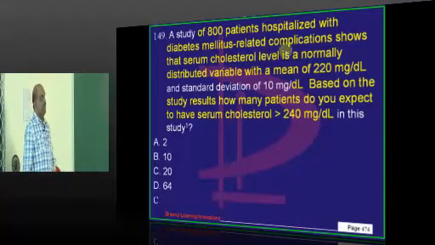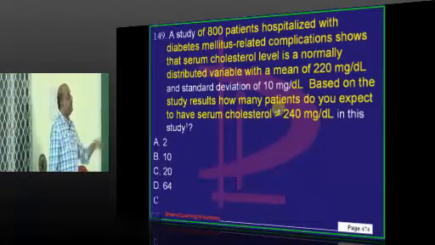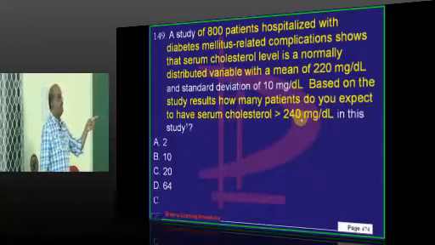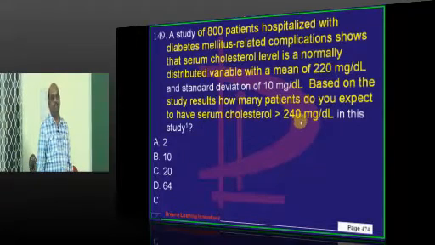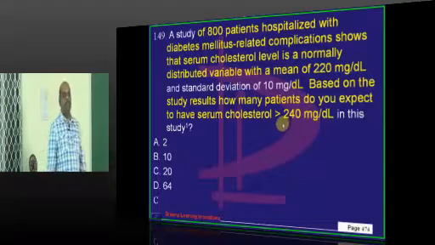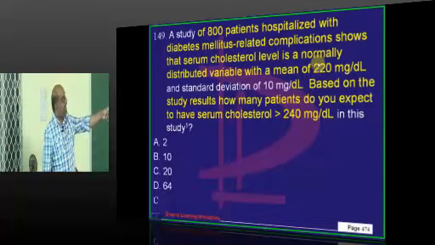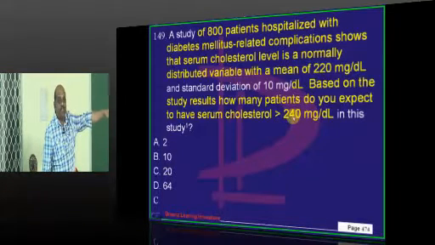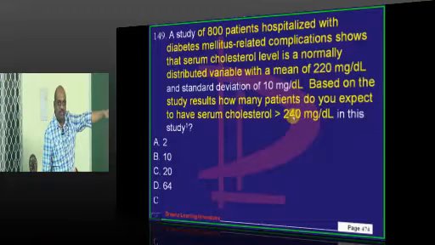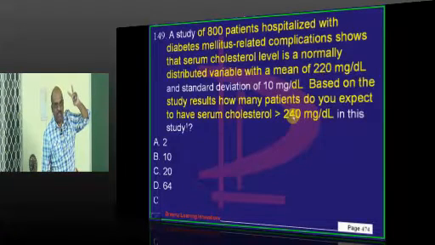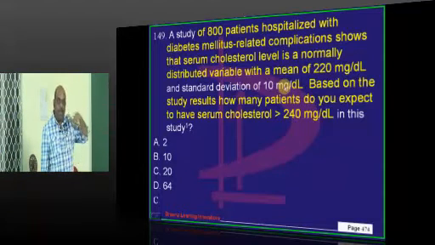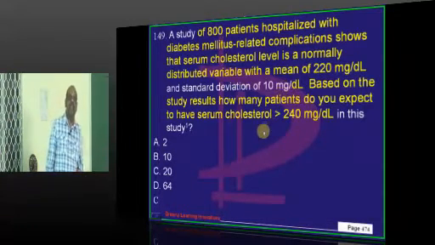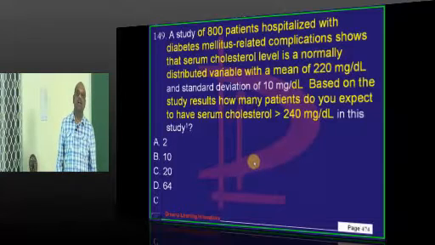You have a standard deviation of 10. Based on these results, how many do you expect to have cholesterol more than 240? Very simple, doctor. What is the distance between the mean value 220 and this 240? 20. And how many standard deviations are we talking about? 2 standard deviations. Agreed? How many people will fall within 2 standard deviations? 95%.